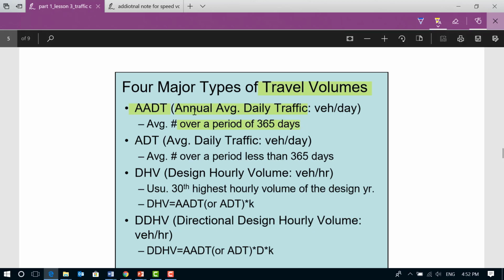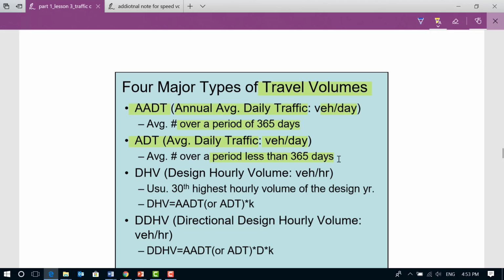For example, you count the traffic volume for 2 years in a row, and then you calculate the average number of vehicles per day. That's called AADT. And ADT is the average daily traffic. The unit is also vehicles per day, the same as AADT, but the difference is the time period is less than 1 year. For example, you go to the field and collect 2 months or 3 months of data, and then you calculate the average daily vehicles.